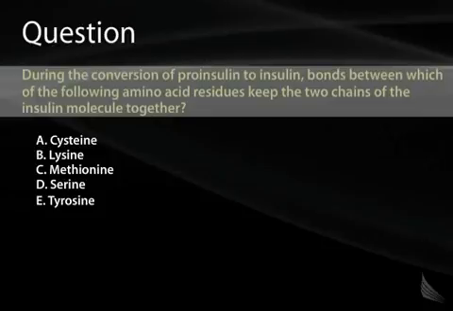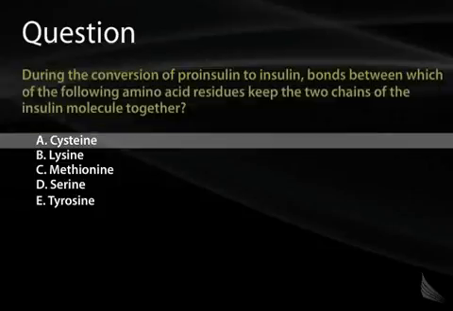This question is asking, during the conversion of proinsulin to insulin, bonds between which of the following amino acid residues keep the 2 chains of the insulin molecule together? The correct answer for this is cysteine. It is the cysteine residues which actually hold the 2 chains together. So the A and the B chains, which are in the mature insulin molecule, are held together by disulfide bridges, and these disulfide bridges are anchored onto these chains by cysteine residues.